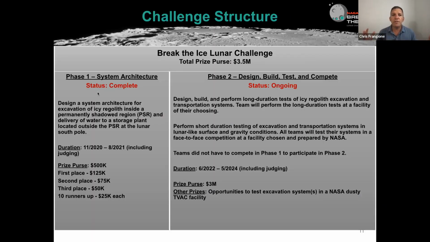So overall, this is a two-phase competition. We're currently in phase two. Phase one was where we asked people to develop a system architecture for excavation of icy regolith. It was really a design competition, everything on paper, and we awarded $500,000. Phase two is where we are today. It launched a little while ago, I think early June. And this is about now building and testing those solutions that people either came up with in phase one or that they're coming up with right now, real time. Next slide.